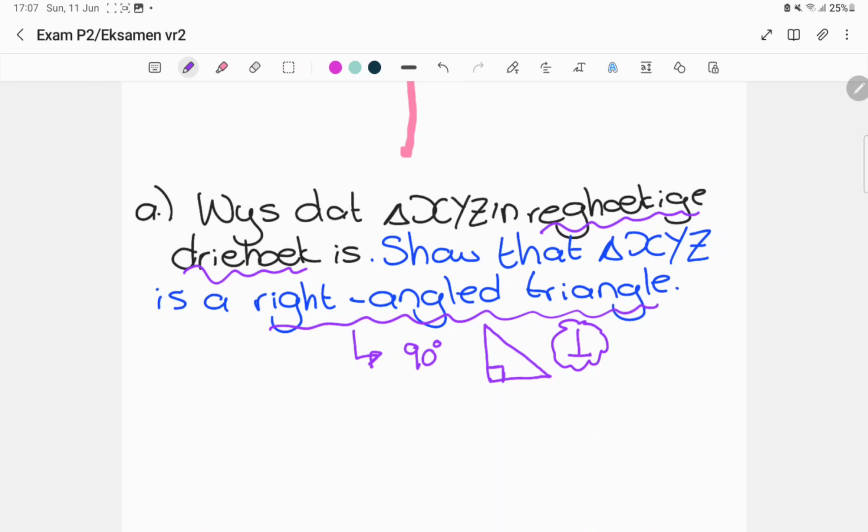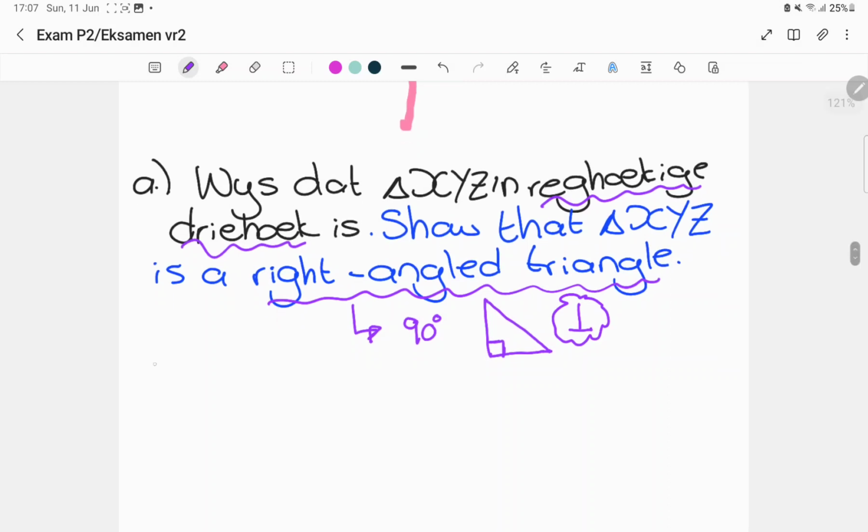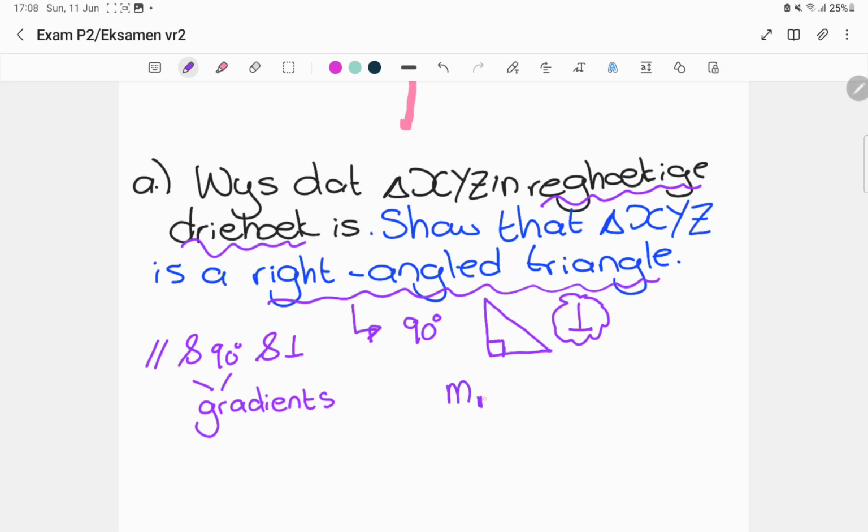In the previous video I already mentioned it, but whenever you hear anything about parallel lines, 90-degree angles, or perpendicular lines, you know that you have to do something with gradients. Now remember the fact about gradients regarding perpendicular lines, or loodregte lyne. It means that the gradient of my first line times the gradient of my second line will be -1. Then I know that I have perpendicular lines, so there is going to be a 90-degree angle.